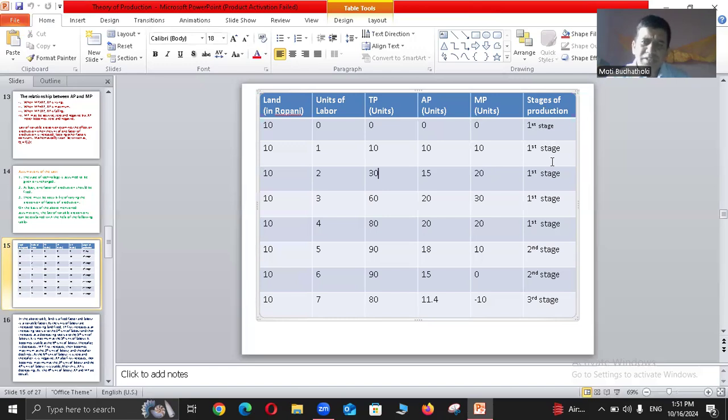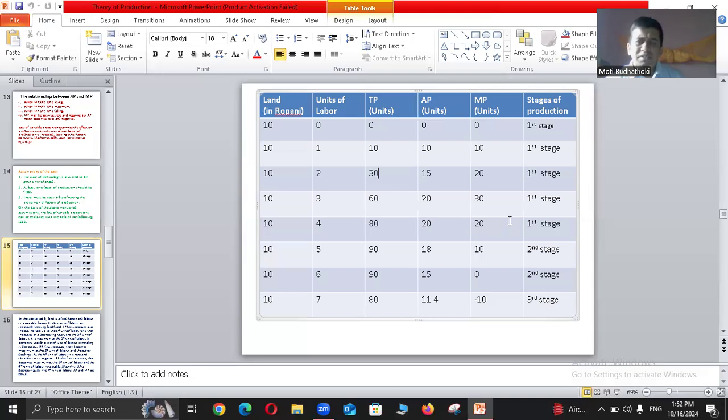Production stage means up to the increment of TP, and up to the equalizing of AP and MP, it is called the first stage. First stage is that stage where the production technology is used until AP is equal to MP. This is called the first stage.